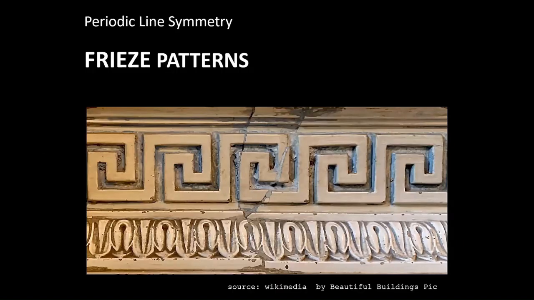Frieze patterns, named after the architectural decorations, are patterns that repeat in a line at a regular interval in space. The meander pattern pictured here is one of the oldest architectural frieze patterns and is a symbolic representation of waves. This is interesting because we can also think about periodic patterns as repetition in time, such as the rising of the sun, the rhythm of music, or the waves of sound or water.